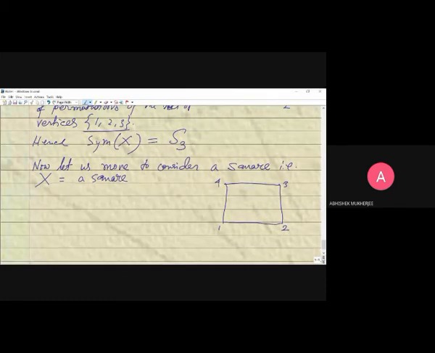Okay, so the first symmetry will be the identity. So the identity map, the identity.